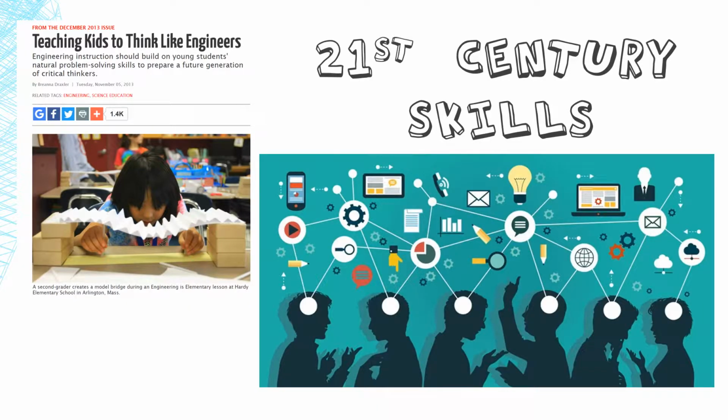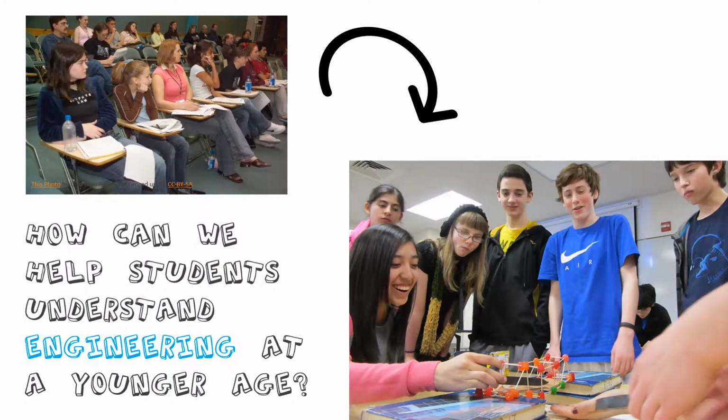Brianna Draxel writes an article on teaching kids to think like engineers. In that article, Cunningham states that it's vital for elementary students to experience engineering and technology if they will succeed in the 21st century. Students should be solving real-world problems using math and science to come up with solutions.